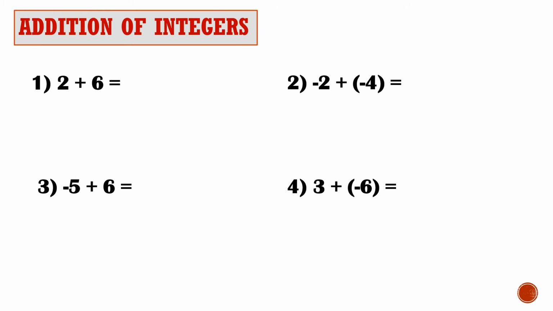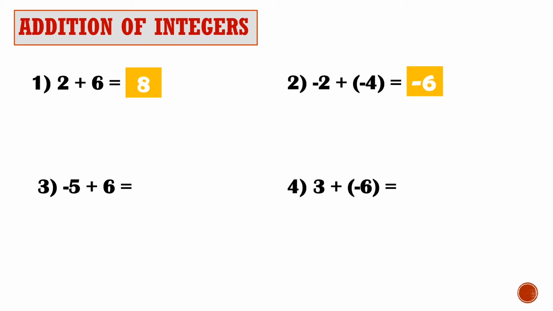First, positive 2 plus positive 6. Parehas positive, so i-apply natin yung rule ng same sign. Add the absolute value of the addends, then affix the common sign. So, ang magiging sagot ay positive. And then add silang dalawa, positive 2 plus positive 6 is positive 8. Next, 2. Negative 2 plus negative 4. Again, parehas negative, same sign. Ang sagot ay negative. Then add, we have negative 6.